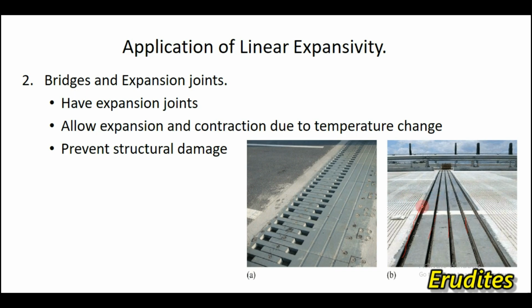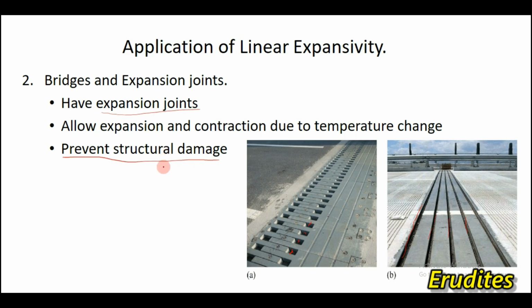So these expansion joints, these gaps, help to accommodate any form of expansion when the temperature of the environment becomes very hot. So the essence of putting this expansion joint in place is just to prevent any form of structural damage to the bridge so that the bridge can last long.